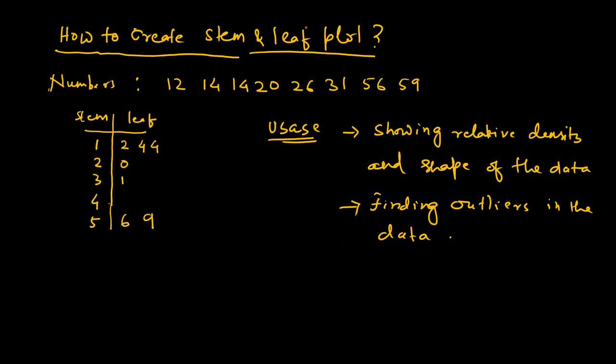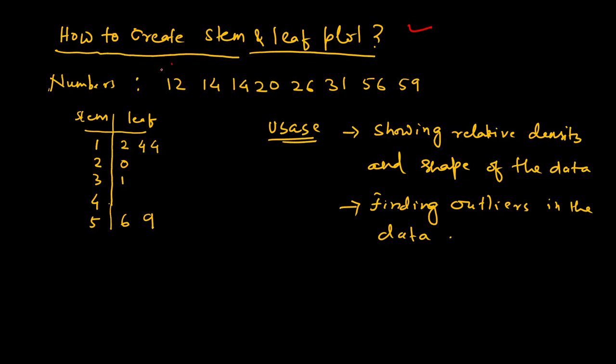So how do we create this stem and leaf plot? Let's take an example. I've got a number series, and the first thing to do is to sort it in ascending order. The number series is 12, 14, another 14, 20, 26, 31, 56, and 59. Now we want to represent this series on the stem and leaf plot. So how do we do that?